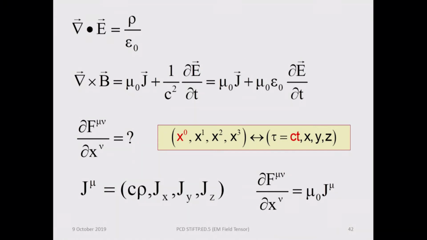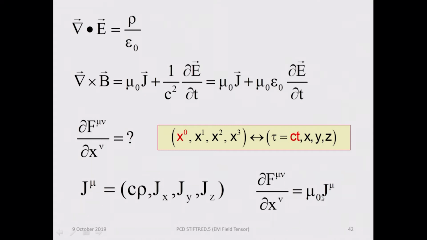And how many values of mu can you choose? You can choose mu equal to 0, you can choose mu equal to 1, you can choose mu equal to 2 and mu equal to 3, right. So, how many equations are you seeing over here? There are 4 equations, one for the 4 different values of mu. Nu is a dummy index which gets summed over.